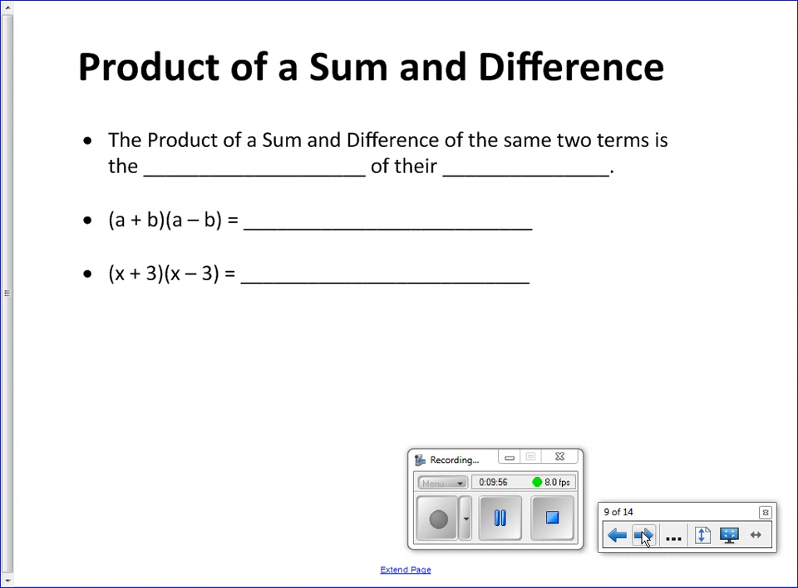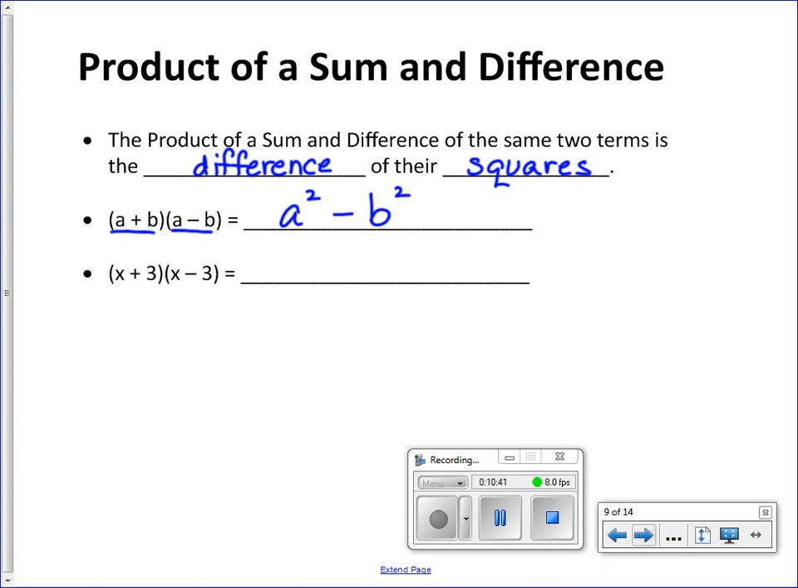Okay, the product of a sum and a difference of the same two terms is the difference of their squares. All right, so we're going to apply this, and then I'll show you using FOIL why it works. So notice we have A plus B, and then we have the same two terms, A minus B. So what we get is we take the A and square it, and difference means subtract, and then we take the B and square it, and so we have A squared minus B squared.